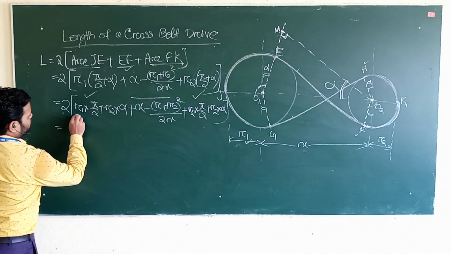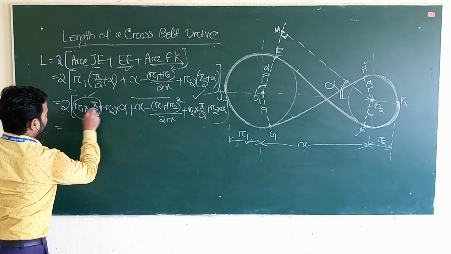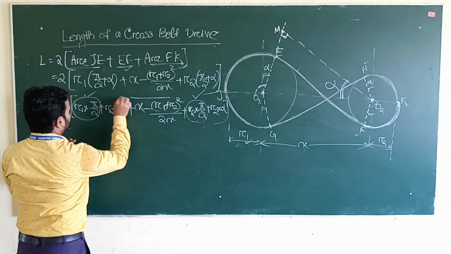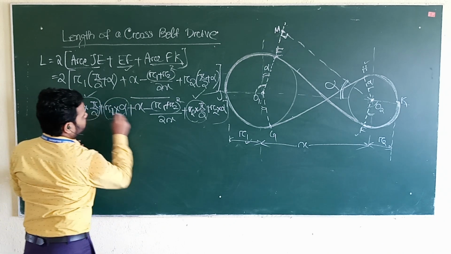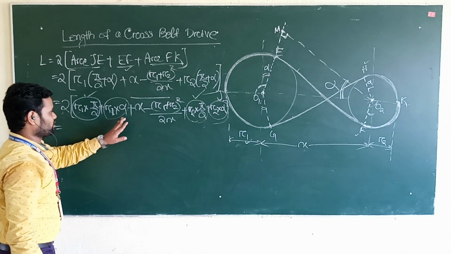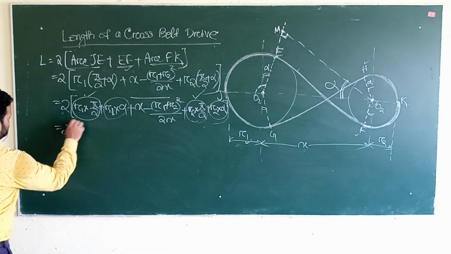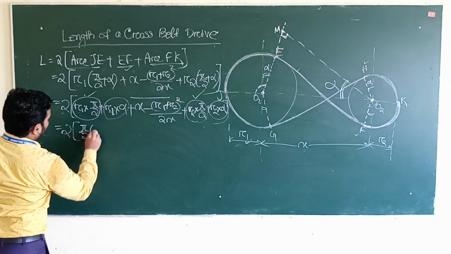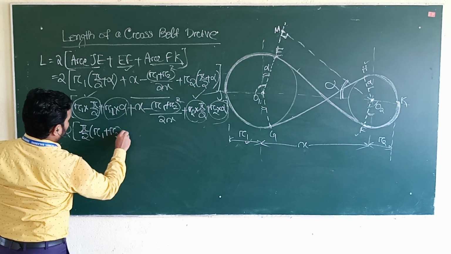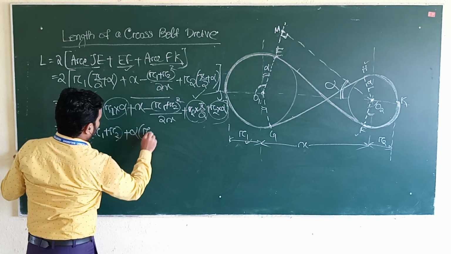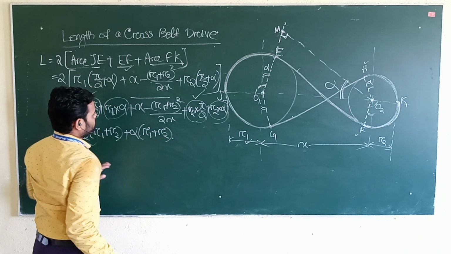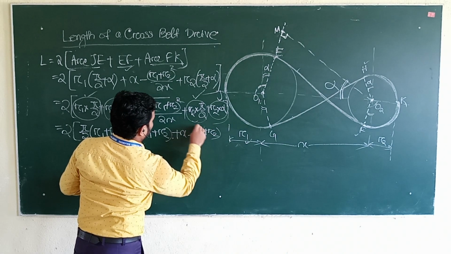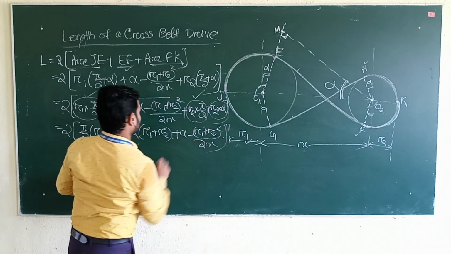Now in R1 into pi by 2, here R2 into pi by 2. So we will take pi by 2 common here. Similarly, here R1 into alpha, here R2 into alpha. We can take alpha common. So the next equation is pi by 2 common, the remaining is r1 plus r2. Similarly, alpha common, the remaining is r1 plus r2. Similarly, the remaining terms are x minus r1 plus r2 square divided by 2x.